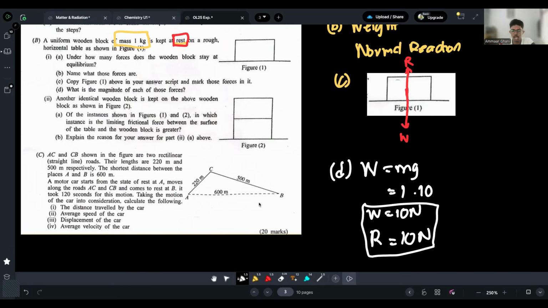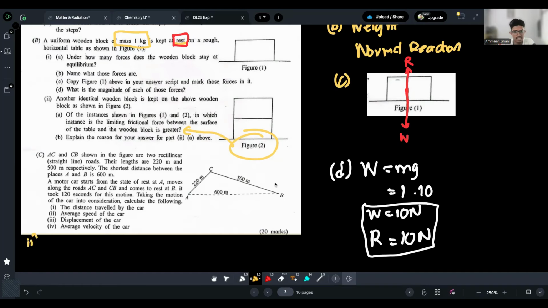It has a friction. Now, on that 10 kilogram box, you keep another 10 kilogram box and then you try to push it. Let's say the instance where you have the 10 kilogram object the first time is instance 1, and you have two 10 kilogram objects, instance 2. What would be harder? Obviously, when you have two boxes, 20 kilogram, you think it's harder. Yes, actually, the limiting friction in that case is greater. So with that simple logic, you can tell that figure 2 has the greater limiting frictional force.